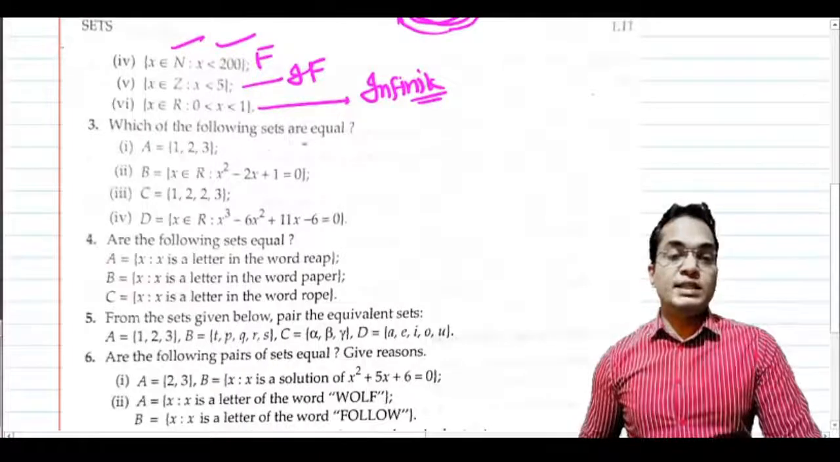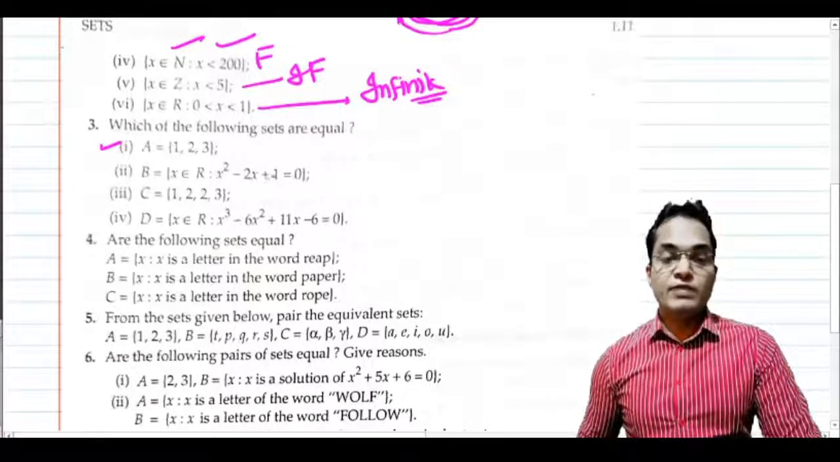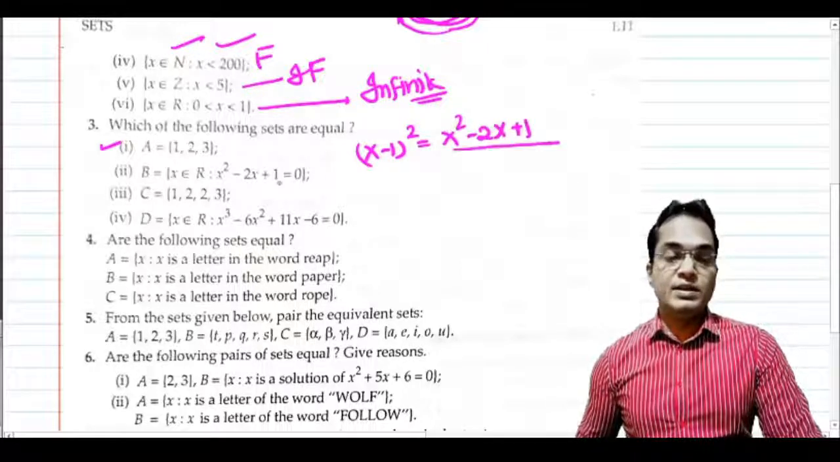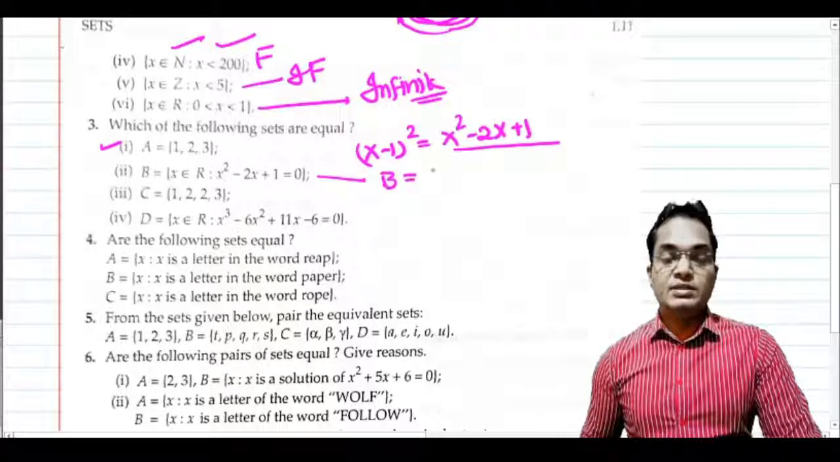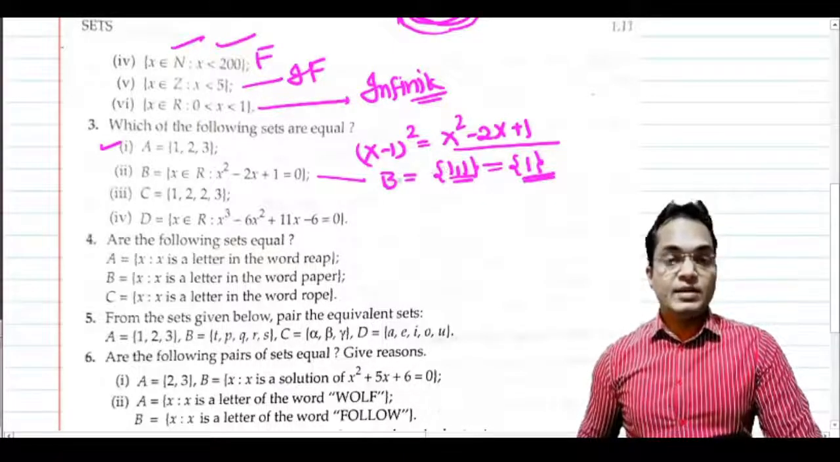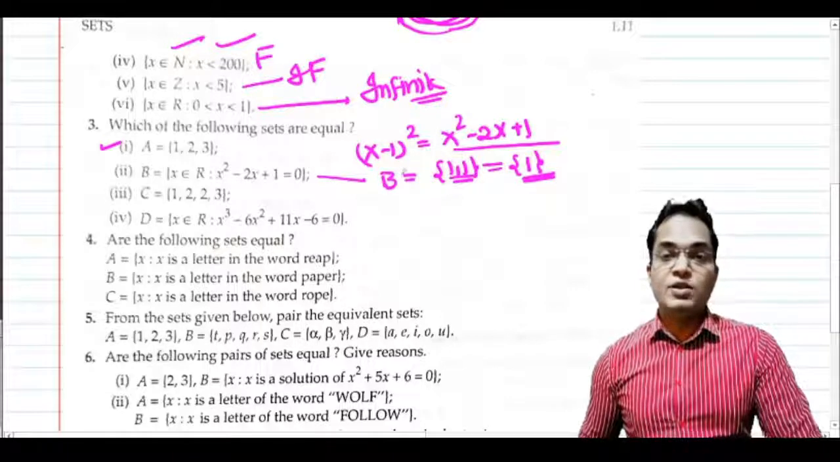Now question number 3. Which of the following sets are equal sets? There is A = {1, 2, 3} given, and here you can factorize it: this is (x minus 1) whole square, or if you open it, it becomes this. That's why the solution of this is 1, so you can write set B as {1, 1}, or rather it is not possible to write 1, 1, that's why it is only {1}. It is a singleton set. Okay, because even though the roots are 2, repetition is not allowed in a set.